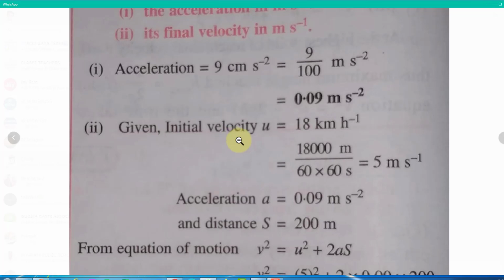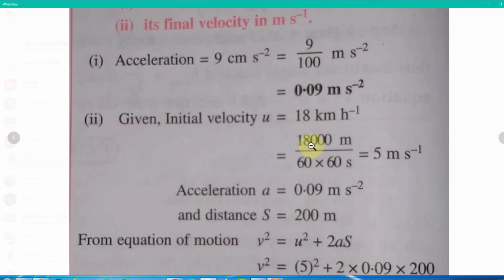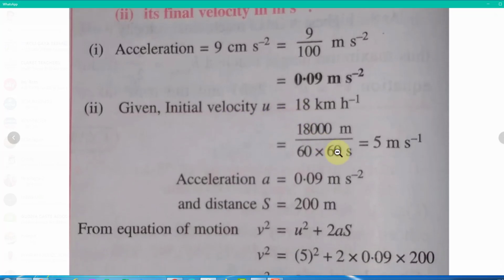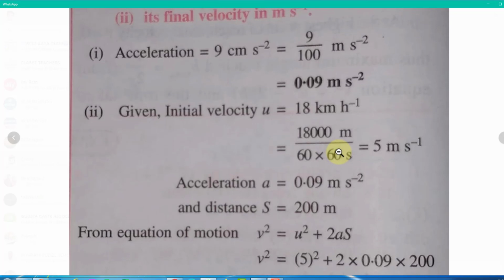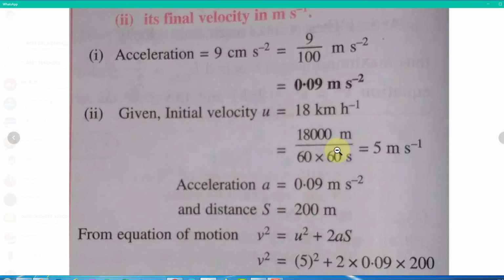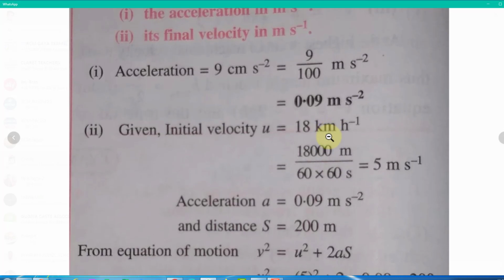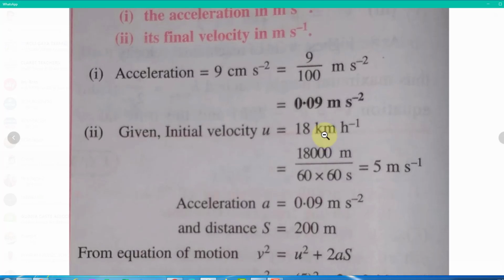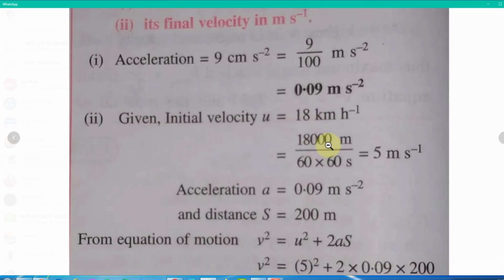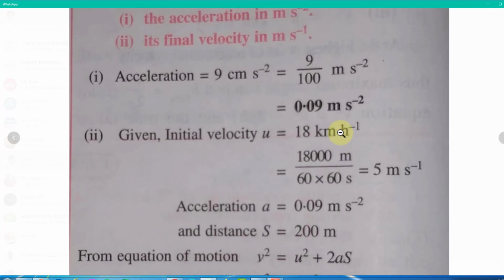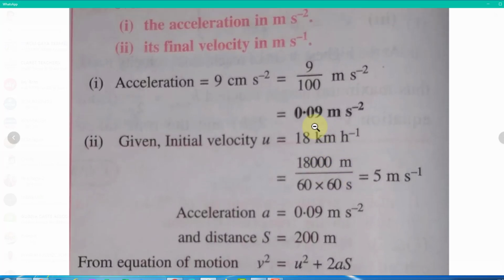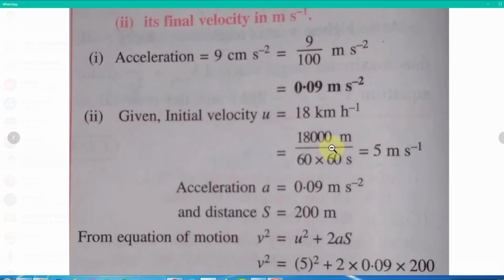Next, initial velocity is given in kilometer per hour. That one we have to convert into meter per second. Okay, now SI system. So kilometer to meter. 1 kilometer is equal to 1000 meter. Once again, 1 kilometer is equal to 1000 meter. 18 kilometer equal to 18,000 meter. Okay, so kilometer to meter converted, 18 kilometer equal to 18,000 meter.